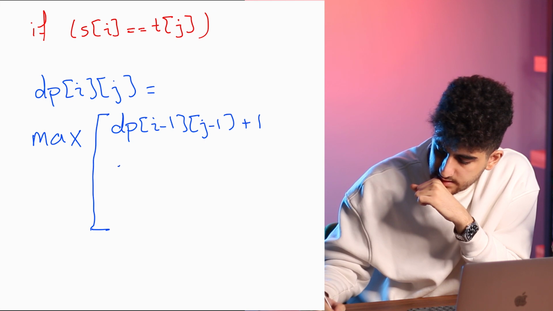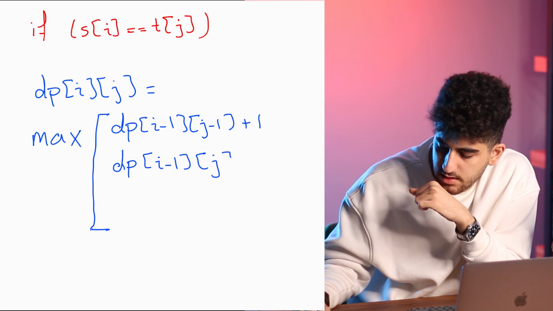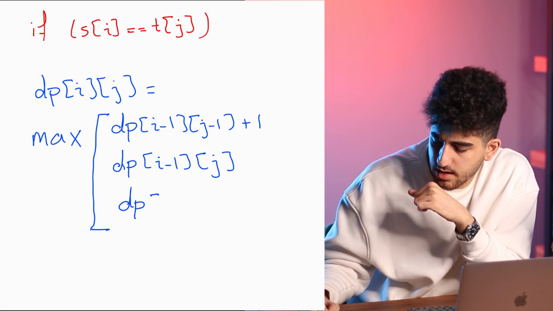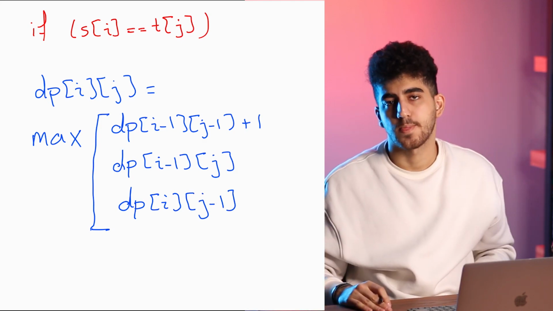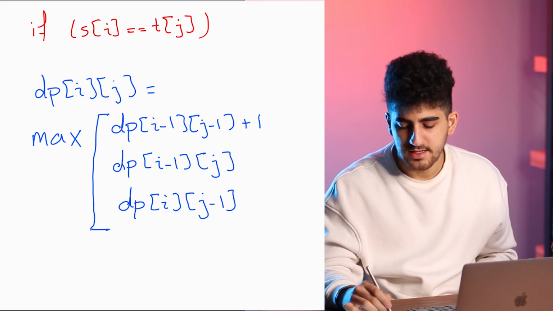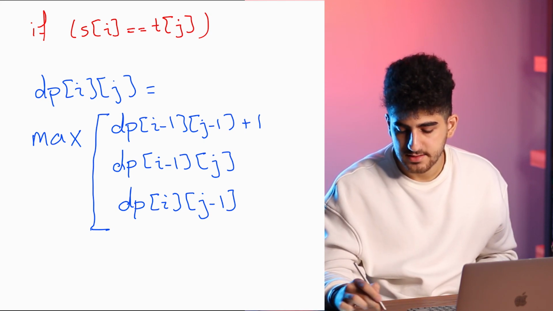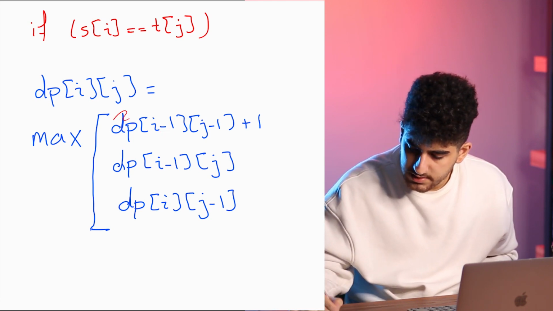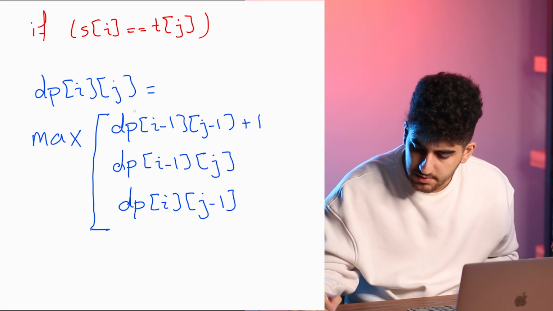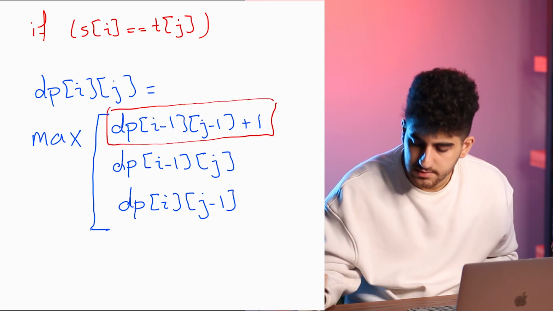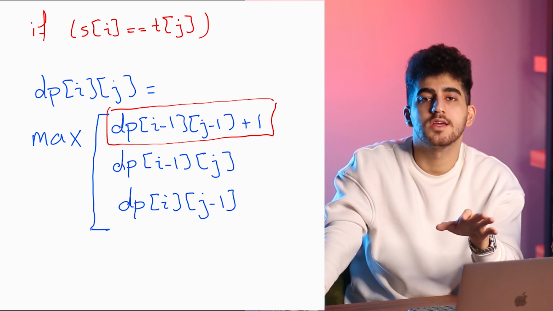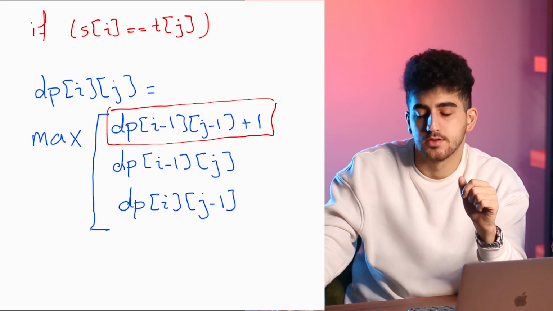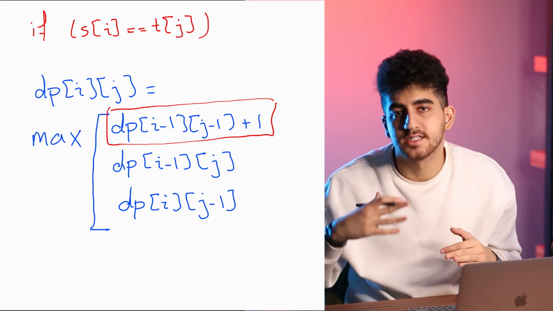The other case is dp of I minus 1 and j. This is where I remove S of I, and also dp of I and j minus 1. This is for when I remove T of J. And I can be sure that in here, always my best answer is always this. The maximum of these three values is always this. But I don't want to talk about it a lot. If you know why it is like that, you can say that in the comments below. But anyway, I know that the answer is one of these three cases.